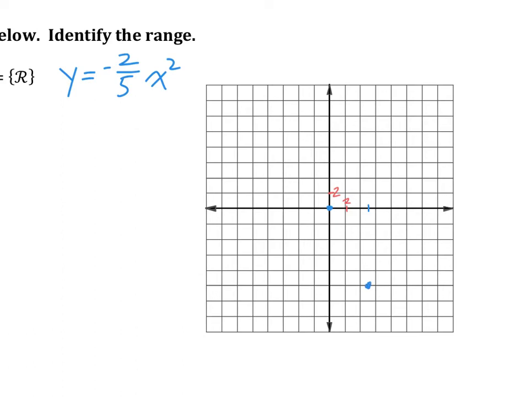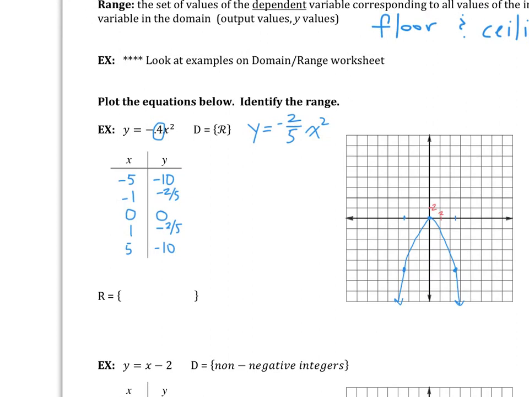And then -5, -10, here's where -5 lies. So I'm going to go down to -10, and we can go ahead and connect these. So what you should see is we have a parabola. So what is going to be our range?